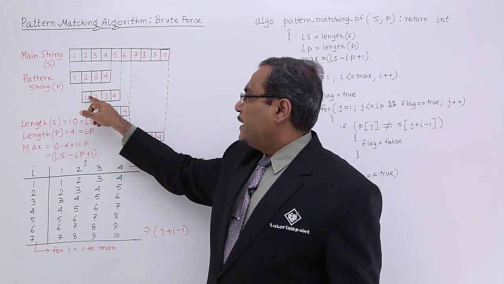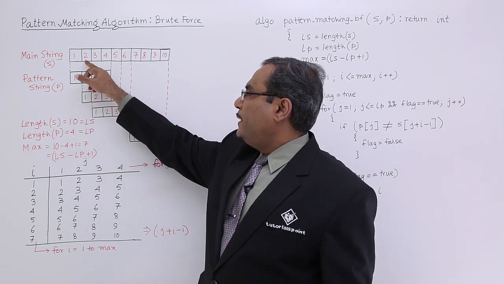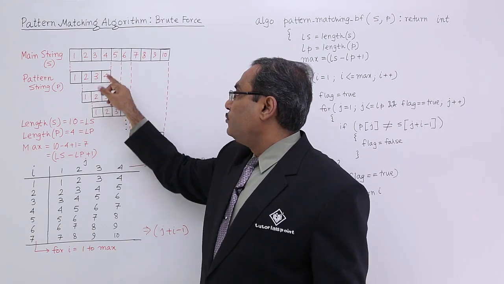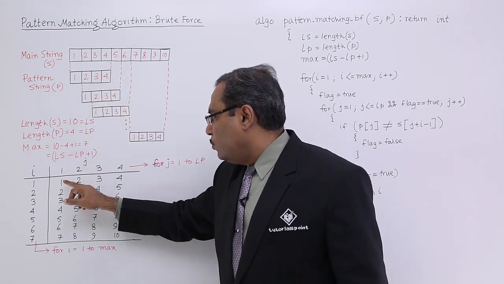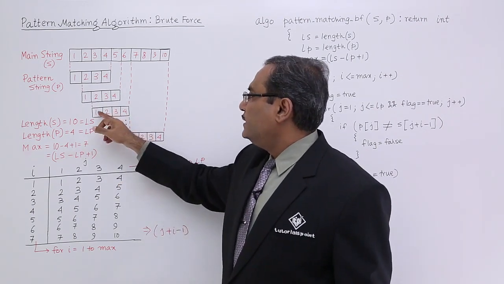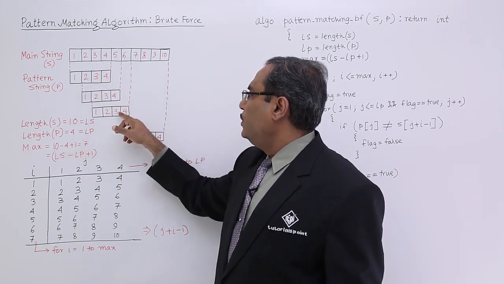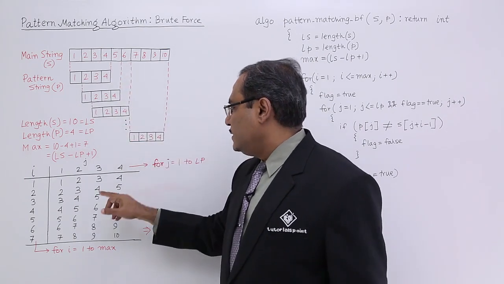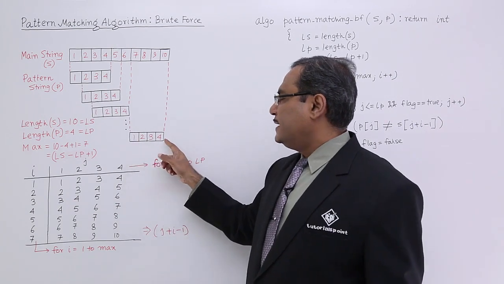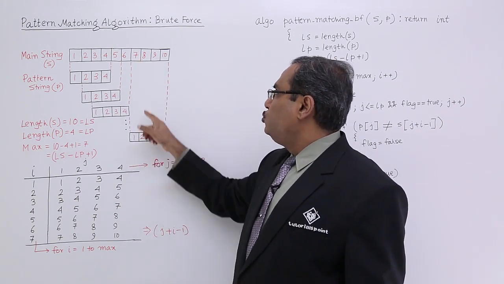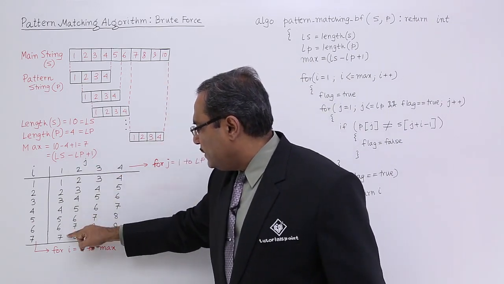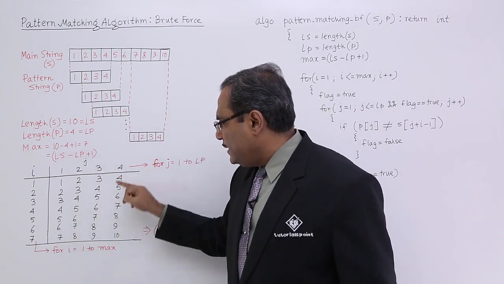Now, when you are shifting this pattern, the pattern's first character will be compared to the second character of the main string. So 1, 2, 2, 3, 3, 4, 4, 5. If you shift this one, then 1, 3, 2, 4, 3, 5 and 4, 6. In the last case, 1, 7, 2, 8, 3, 9 and 4, 10.